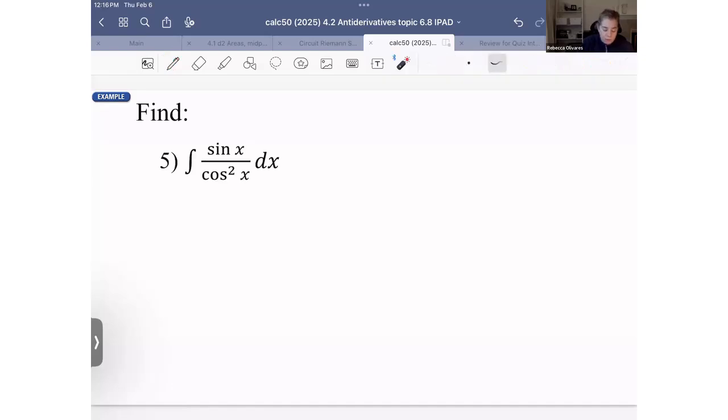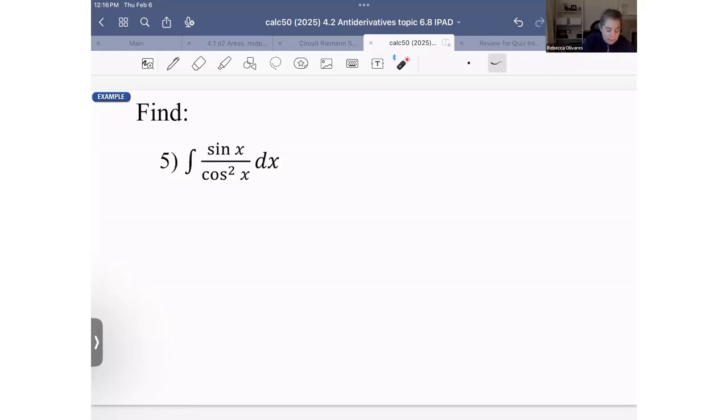Okay, so I have a quotient here. And like I said before with the product rule, there's no product rule or quotient rule for integration. It's only for differentiation. So you sometimes need to manipulate your original expression so that you can use the rules that we know, those 10 rules that we just wrote down.